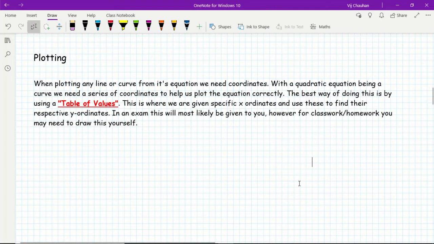So when plotting any line or curve from its equation, we need coordinates. Now with a quadratic equation being a curve, we need a series of coordinates to help us plot the equation correctly, and the best way of doing this is by using a table of values.